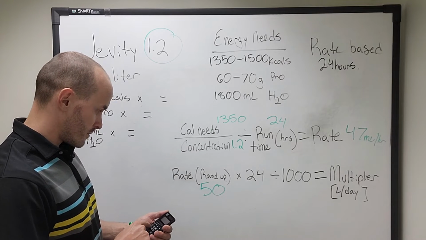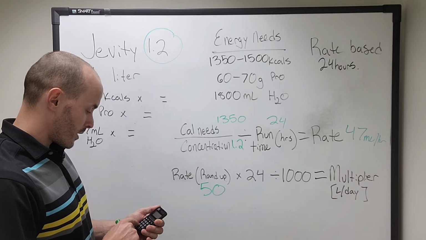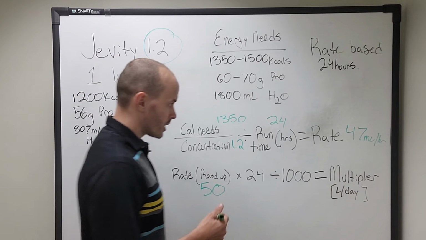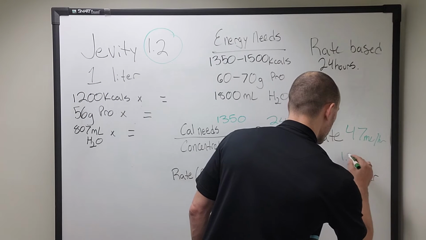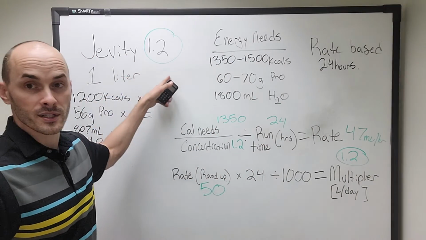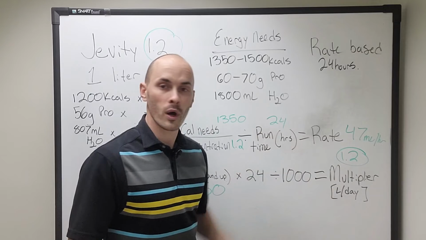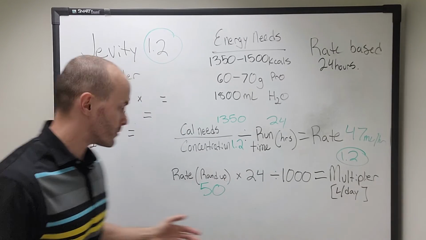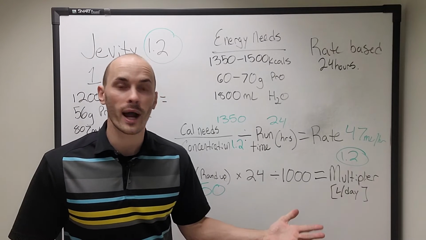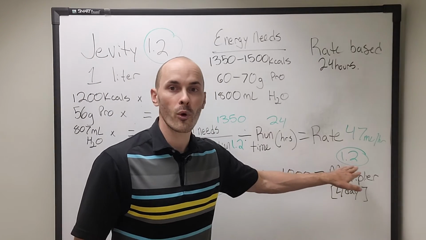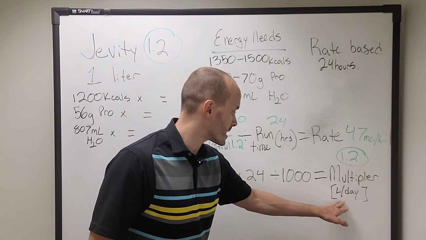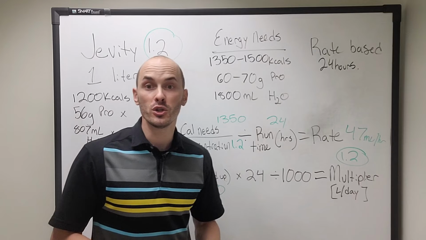50 times 24 divided by 1,000 gives us our multiplier. This is 1.2. Now, that has nothing to do with this, so don't get confused. This 1.2 means if you run anything at 50 mils an hour for 24 hours, it will provide 1.2 liters of volume. So this is liters per day. That's the unit on that.